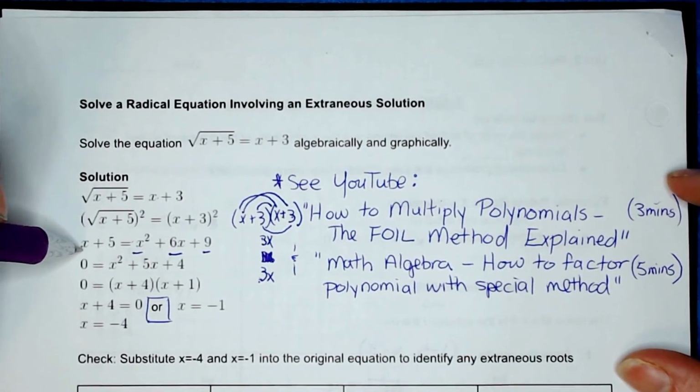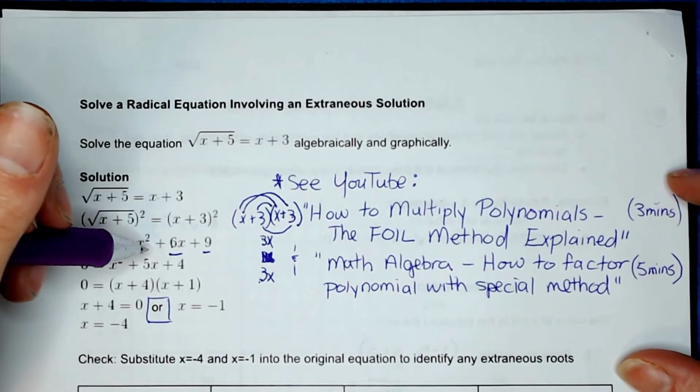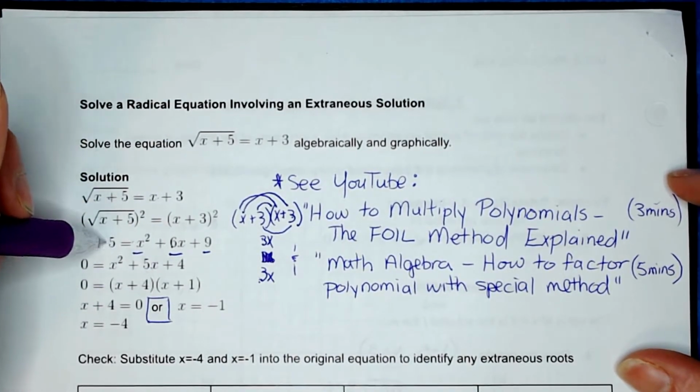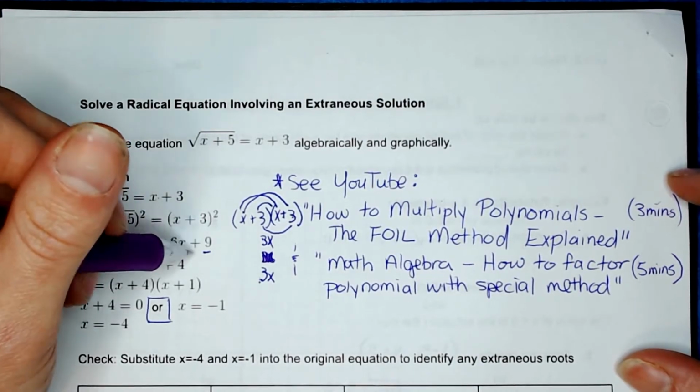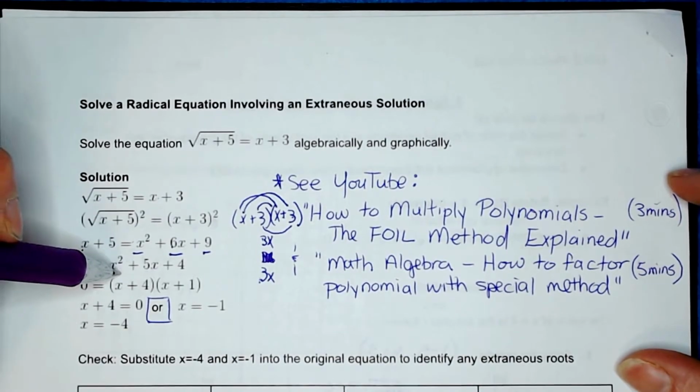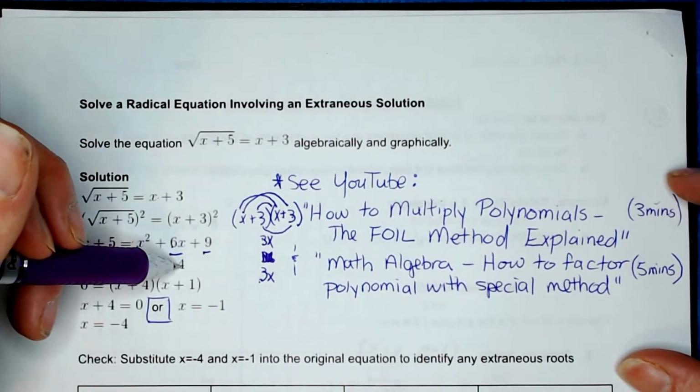So we subtract x from both sides. We now have 5 x's left. And we also subtract 5 from both sides. And now we have 9 minus 5, 4 left. We didn't do anything with the x squared term, but you need to leave it there. So now we can do x squared plus 5x plus 4.